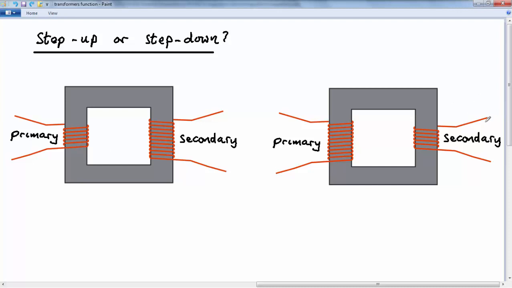Going back to our transformer equation, this is actually the second option that we looked at. Let's quickly rearrange it, so we can say that the voltage in the secondary is equal to the voltage in the primary multiplied by the number of turns in the secondary divided by the number of turns in the primary. What that means is the output voltage is going to be greater when the number of turns in the secondary is larger than the number of turns in the primary. So we get a step up transformer.